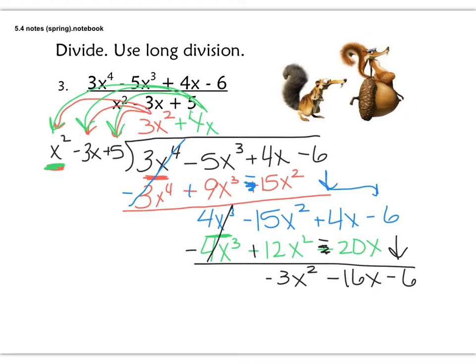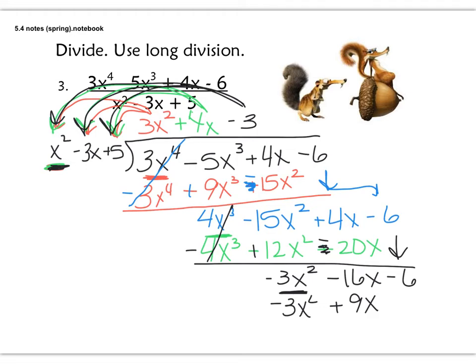All right, and we go again, back to the beginning. What do you multiply x squared by to get negative 3x squared? We need to multiply by negative 3. And we distribute negative 3 times x squared. It's negative 3x squared. Negative 3 times negative 3x is a positive 9x. Negative 3 times 5 is negative 15. And we change our signs.